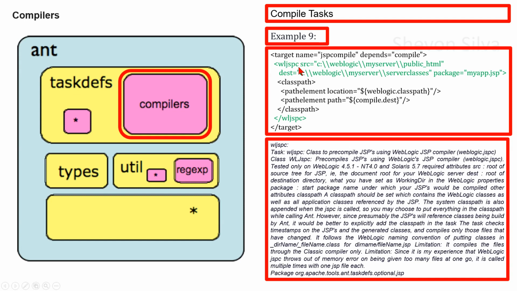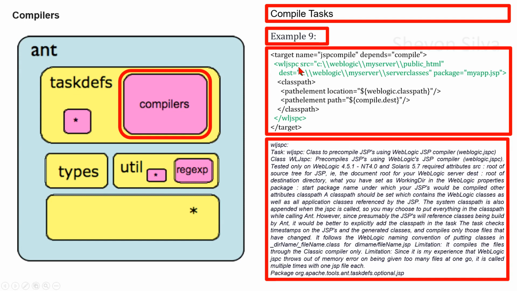Other attributes: classpath. A classpath should be set which contains WebLogic classes as well as application classes referenced by the JSPs. The system classpath is also appended when JSPC is called, so you may choose to put everything in the classpath while calling Ant. However, since presumably the JSPs will reference classes being built by Ant, it would be better to explicitly add the classpath in the task. The task checks timestamps on the JSPs and generated classes and compiles only those files that have changed.